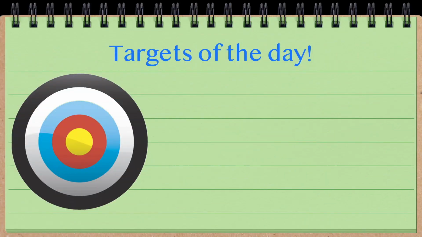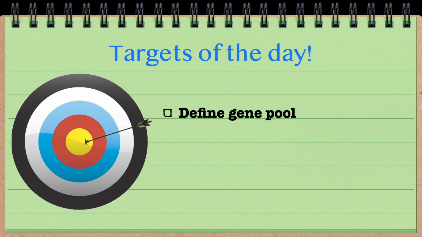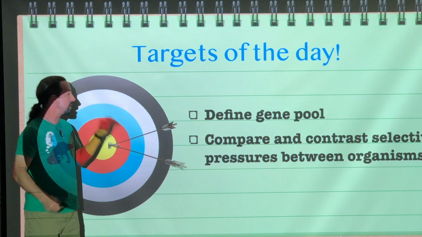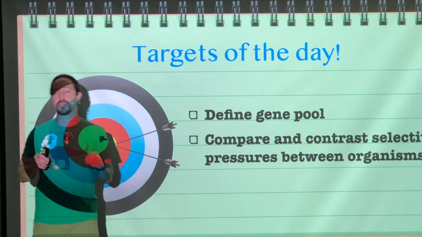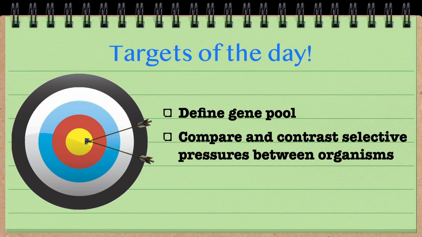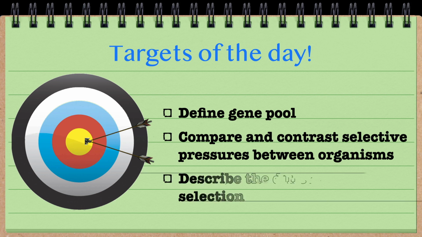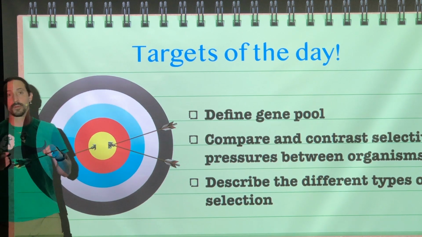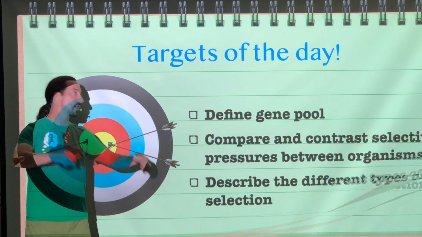So, targets of the day. First, we are going to define what a gene pool is, and then we are going to compare and contrast different selective pressures between different organisms. And then we are going to describe the different types of selection, of which there are 3. So let us get started.